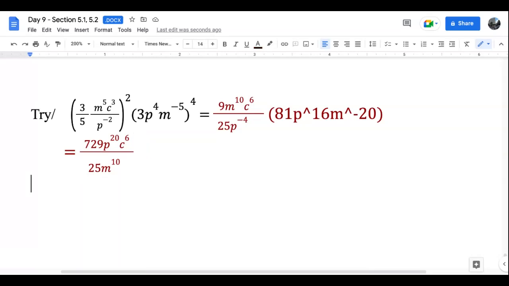Anyone has any questions? Okay, that's all we have to cover today, the exponents.